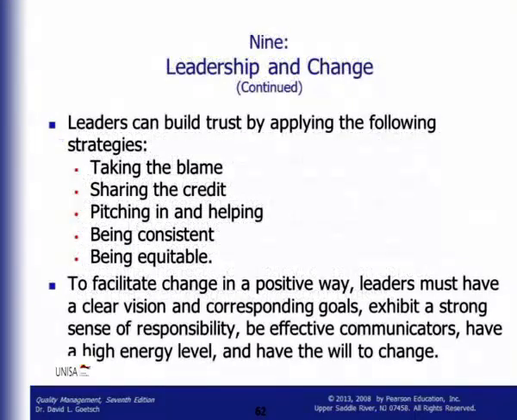Leaders can build trust by applying the following strategies: taking the blame, sharing the credit, pitching in and helping, being consistent, being equitable. To facilitate change in a positive way, leaders must have a clear vision and corresponding goals, exhibit a strong sense of responsibility, be effective communicators, and have a high energy level and the will to change.